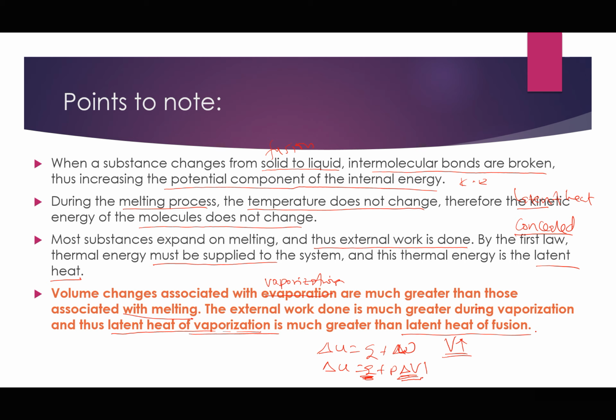And if we are changing from solid to liquid, we shall call it the latent heat of fusion. If we are changing from liquid to vapor or liquid to gaseous, we are going to call it the latent heat of vaporization. In all cases, the system expands, external work is done. To compensate for the energy wasted in doing work or in breaking the bonds, heat is supplied. That heat is what we call the latent heat.